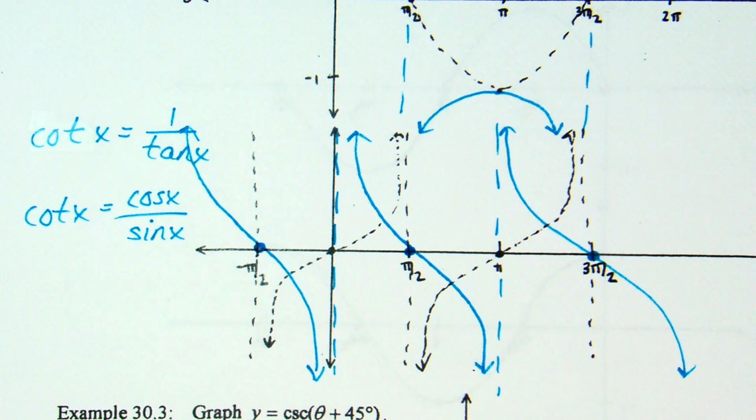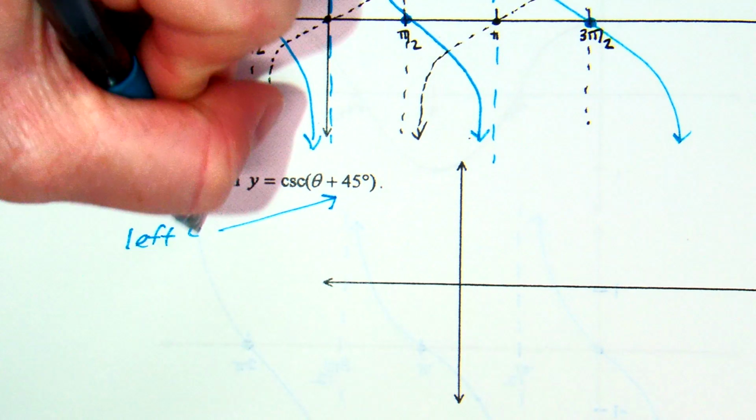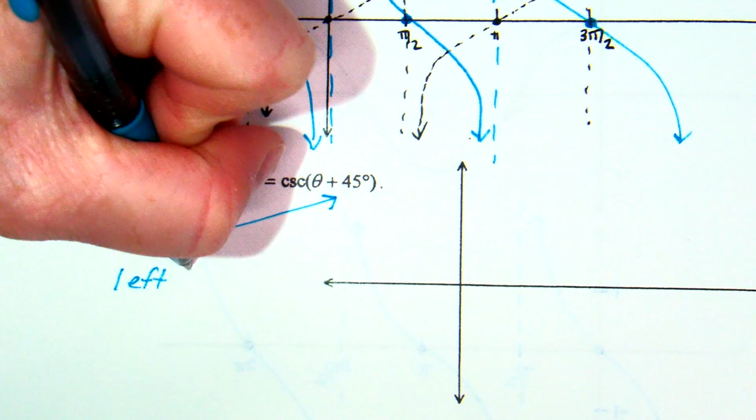Okay, move along. So, graph y equals cosecant of theta plus 45 degrees. So we've got to graph cosecant, and then what do we got to do with cosecant? Shift it. Which way? Left. And what is left 45 degrees equivalent to? Okay. So left pi over 4.